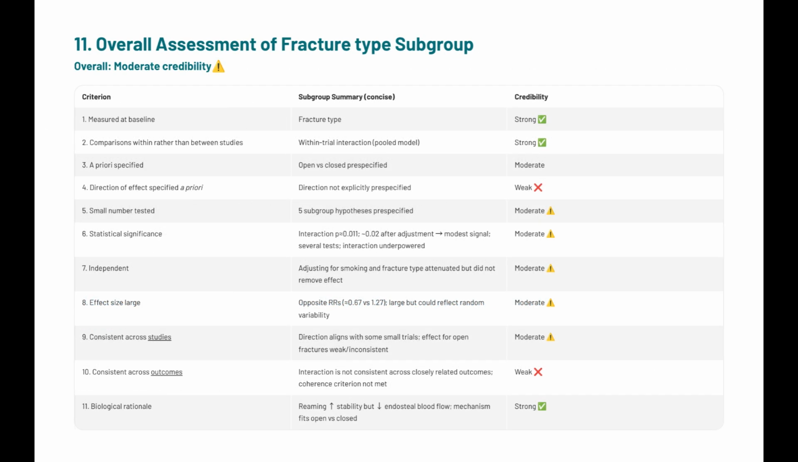On balance, the SPRINT subgroup findings are moderately credible. Variables were measured at baseline, and hypotheses were pre-specified. The analysis was within study, but the statistical significance is marginal and inconsistent across outcomes. The biological rationale is compelling, yet the effect size could be due to chance. Treat these results as hypothesis-generating rather than definitive.